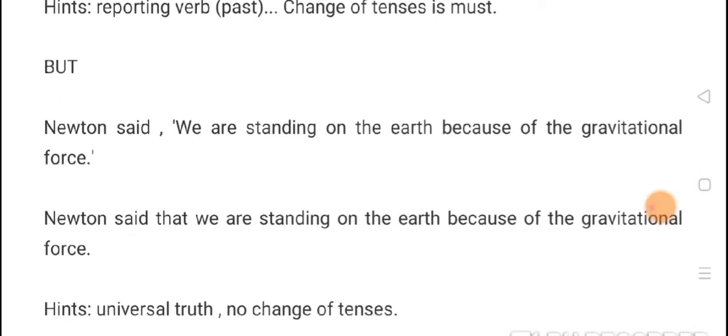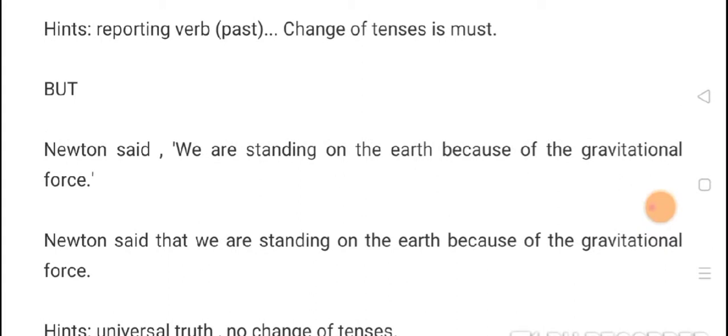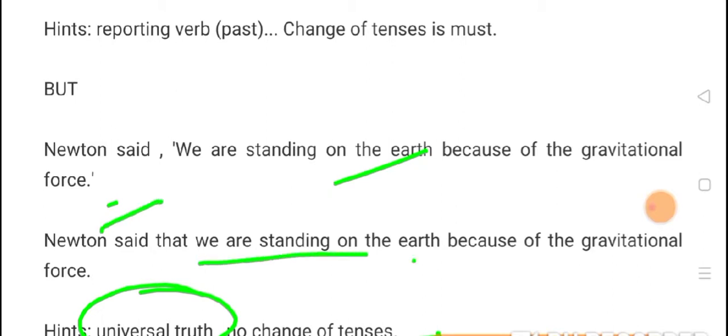But, what is but? Just see. It is written here. What is but? Newton said, we are standing on the earth because of the gravitational force. So this is a natural or universal truth. So in case of that, no change of tenses. So Newton said that we are standing on the earth because of the gravitational force.